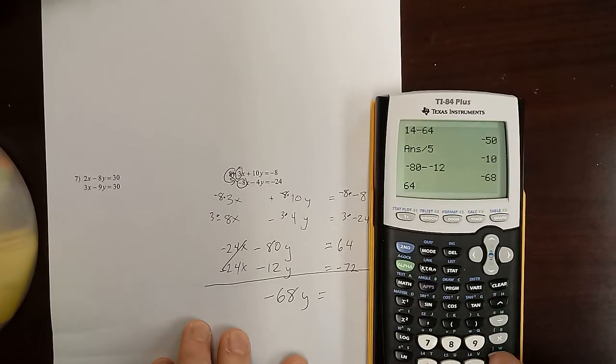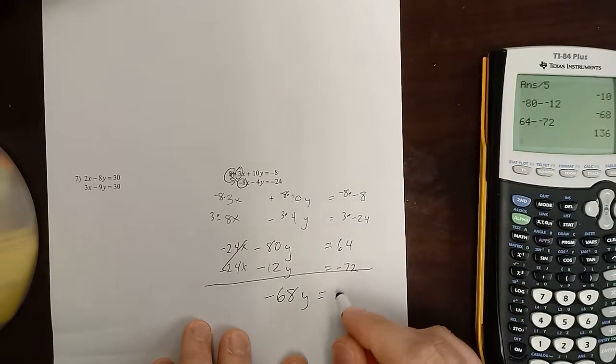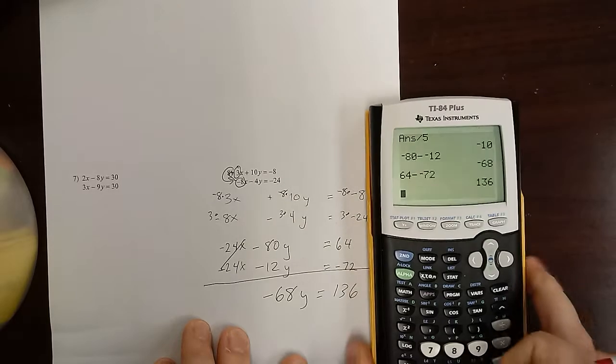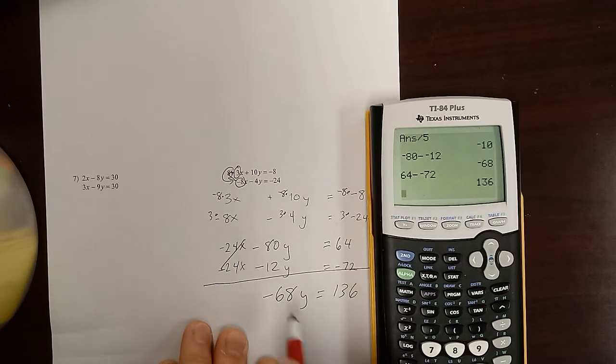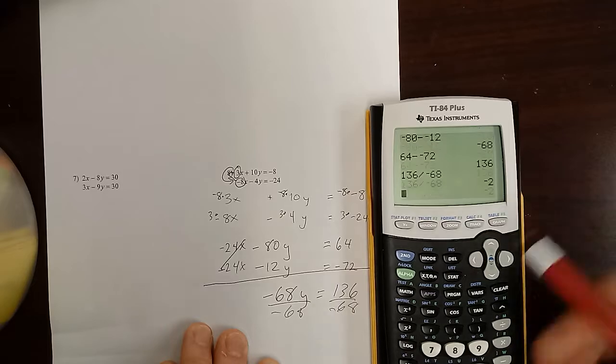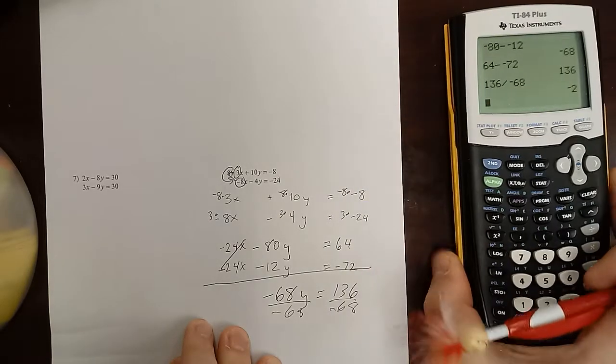Here we got 64 minus negative 72. Another crazy number, 136. But a lot of times, when we divide both sides by negative 68, when we do this last step, it winds up working out pretty nice. I got y is negative 2.